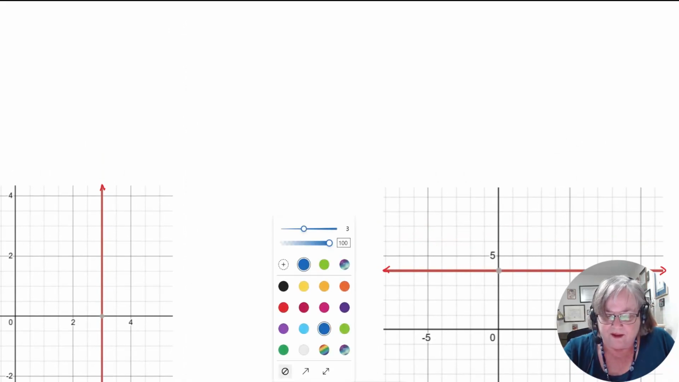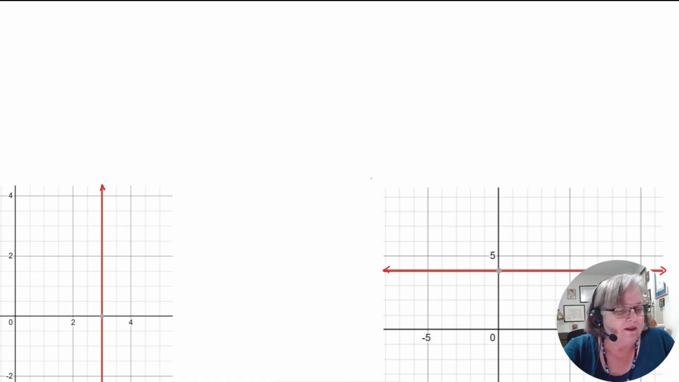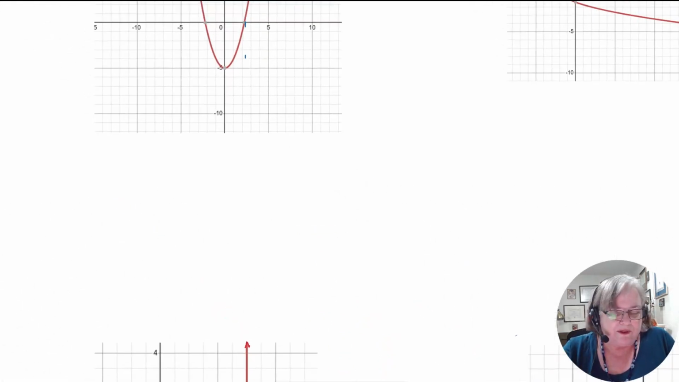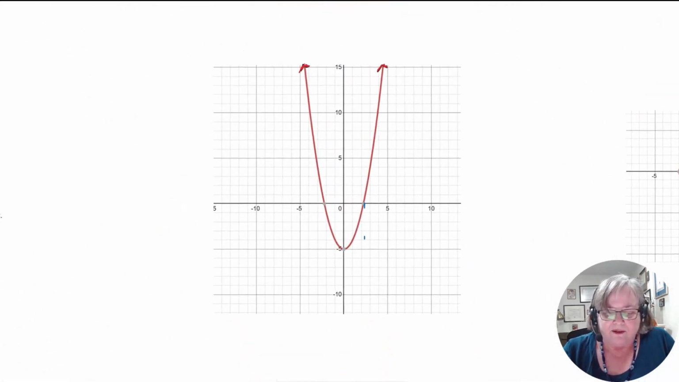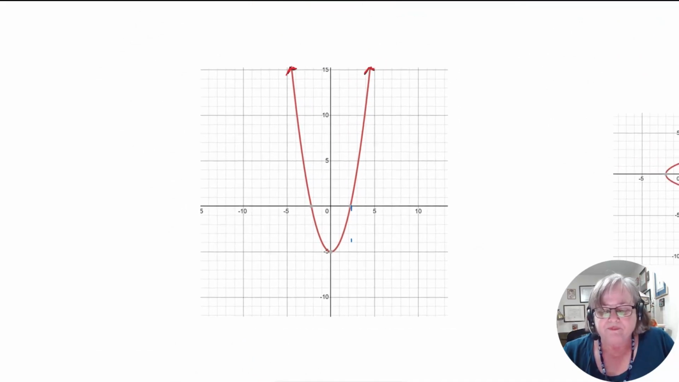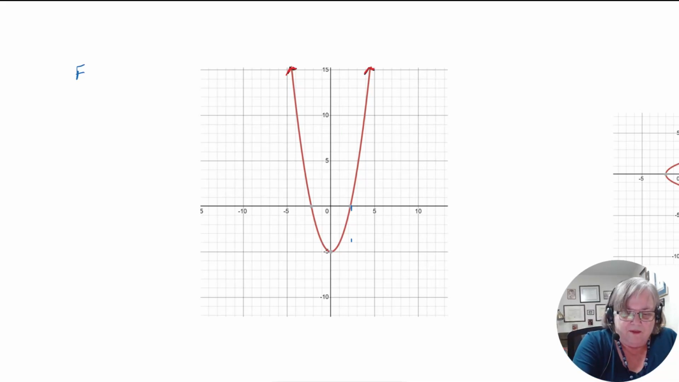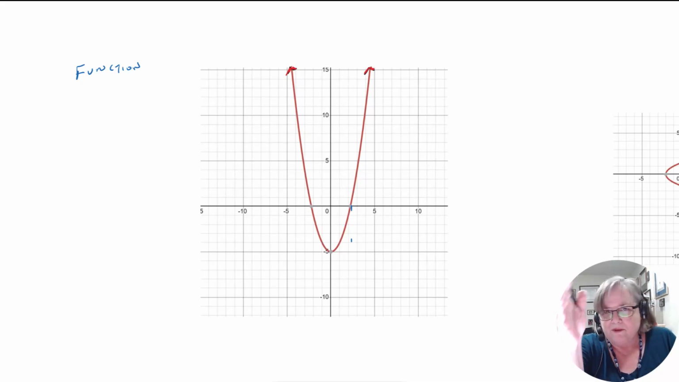And let's look at these and see if we can talk about not just whether it's a function or not. Let's talk about domains and ranges as well. So this graph is a function, because when we pass a vertical line from left to right, or you could go right to left, it intersects each point on the graph just one time. All right? So it is a function.